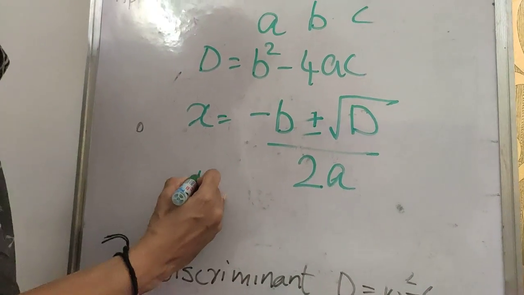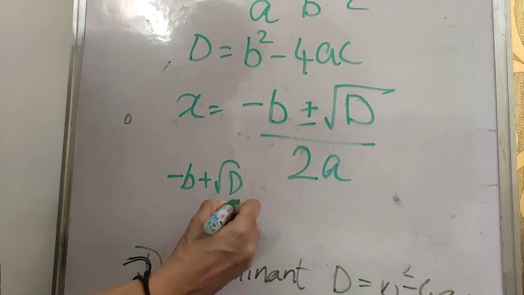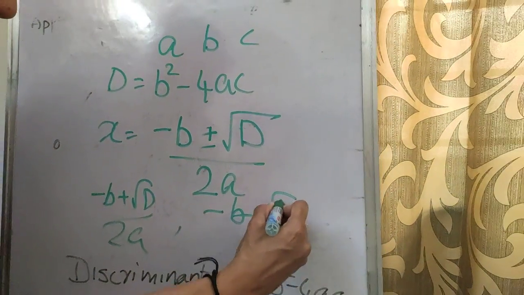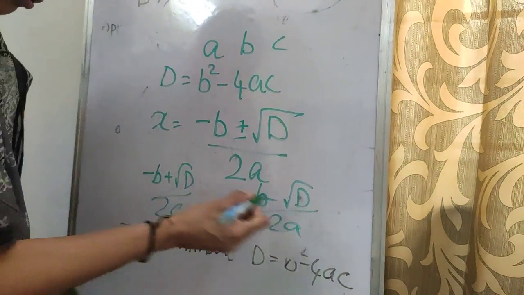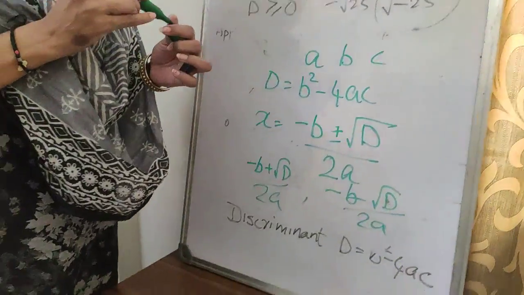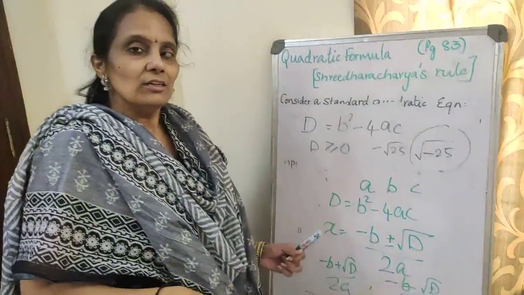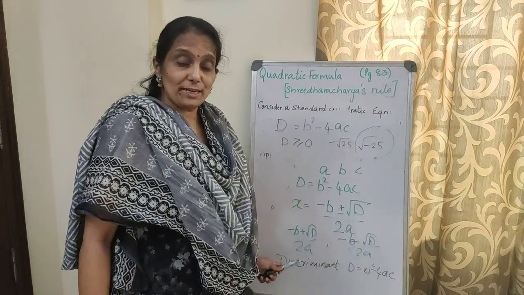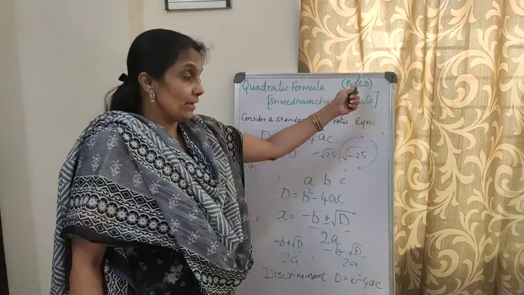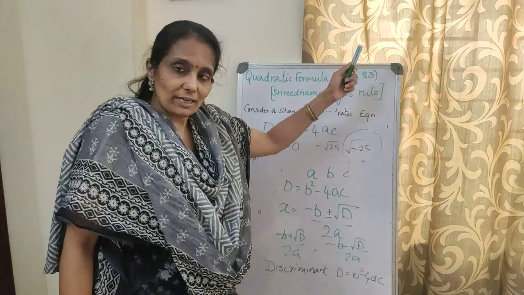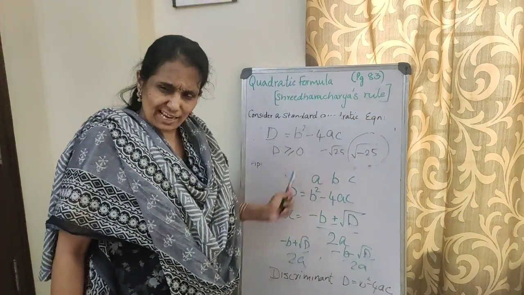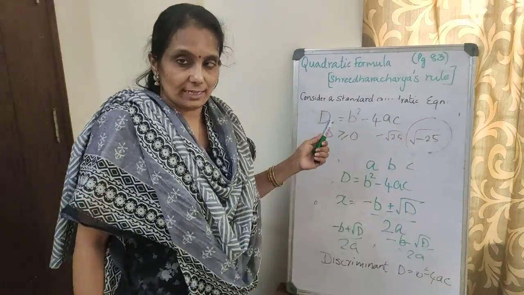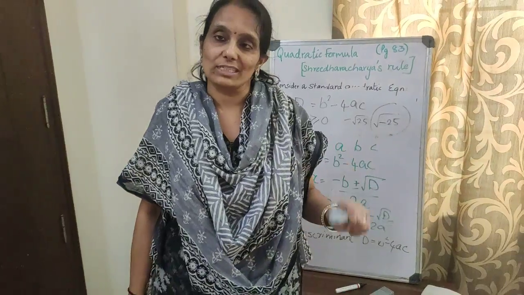In one case you should write minus b plus root d by 2a, and in the other case you should write minus b minus root d by 2a. These are the two solutions of the quadratic equation using the quadratic formula. This is what is called the quadratic formula. Now the explanation in detail is there on page 83 of your textbook, children. Please refer to that page. The same thing, whatever I have shown you here, is there on page number 83. Hope you understood what is the quadratic formula.